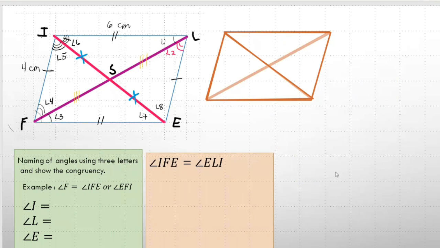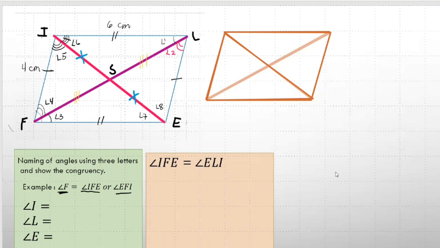Okay, so for example, angle F. So si angle F is equivalent kay angle IFE or angle EFI. Bakit po? Kasi this angle IFE, ang kinukuha pa rin natin sa kanya is angle F. And yung angle EFI ay kinukuha pa rin natin yung angle lang ni F. But what is the difference of the two? Okay? O ano ba yung pinagkaiba ng dalawa? Bakit kailangan three letters pa?